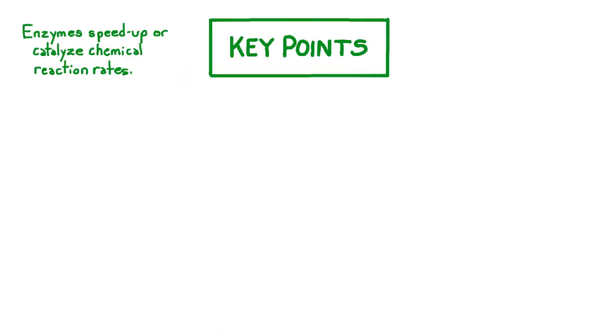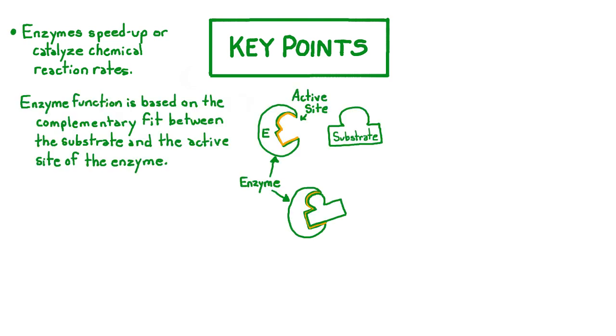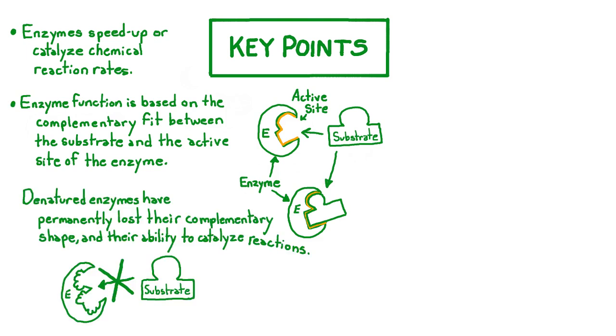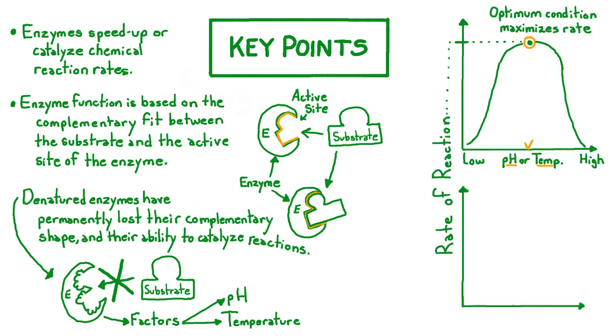And here's some key points from the video. First of all, the function of enzymes is to speed up or catalyze chemical reactions. Enzyme function is based on the complementary fit between the substrate and the active site of the enzyme. Denatured enzymes have permanently lost their complementary shape and their ability to catalyze reactions. Factors that can lead to the denaturation of an enzyme include temperatures that are too high or pHs that are either too high or too low.